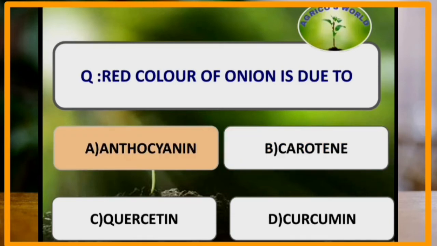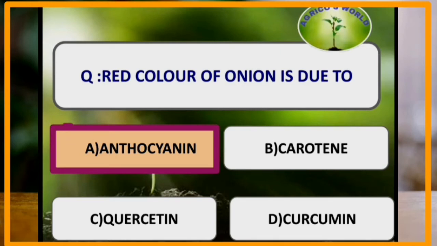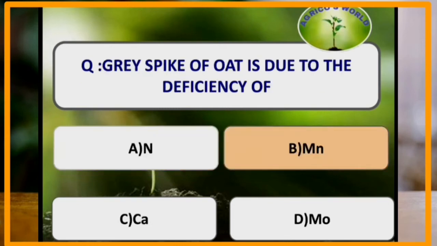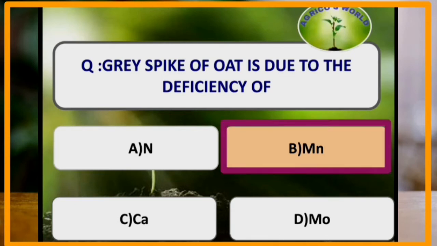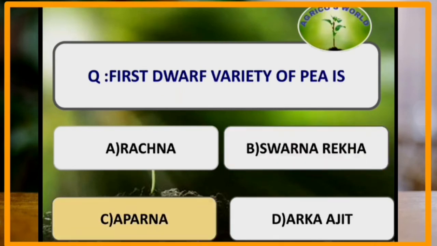Red color of onion is due to which of the following? Anthocyanins are responsible for red color of onion, whereas the yellow color of onion is due to quercetin. Grey spot of oat is due to the deficiency of which of the following nutrient? Grey spot of oat is due to the deficiency of manganese, and also manganese is responsible for pahala blight of sugarcane.